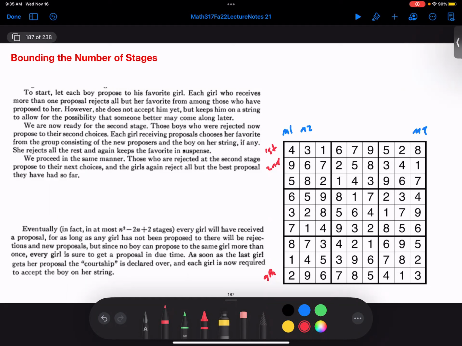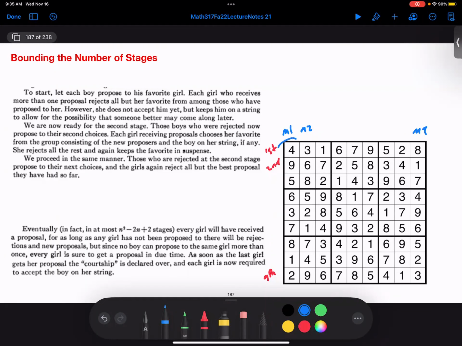One. If you have 1 person in each stage, every time a man proposes, they knock off something on their list. There's n squared elements. So every stage, at least 1 more cell is crossed out. So it's going to take at most n squared stages before we're done. We can do a little bit better than that. On the first stage, how many things are knocked out? N.